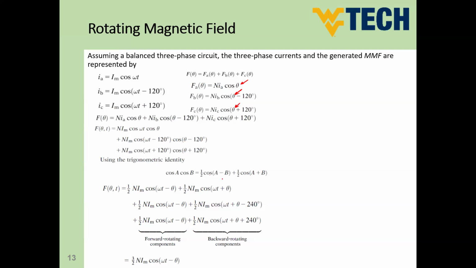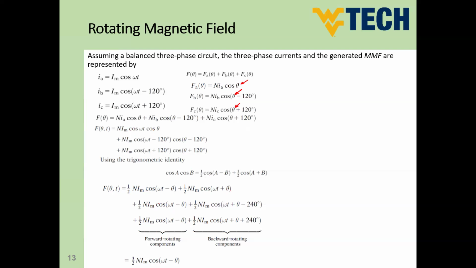So we have cosine A minus B and cosine A plus B. Replace omega t by A and theta by B. So what will happen? You will end up with this relation. So f of theta and t equals half N I maximum cosine omega t minus theta plus half N I maximum cosine omega t plus theta. This is for the first term here because we have cosine cosine.